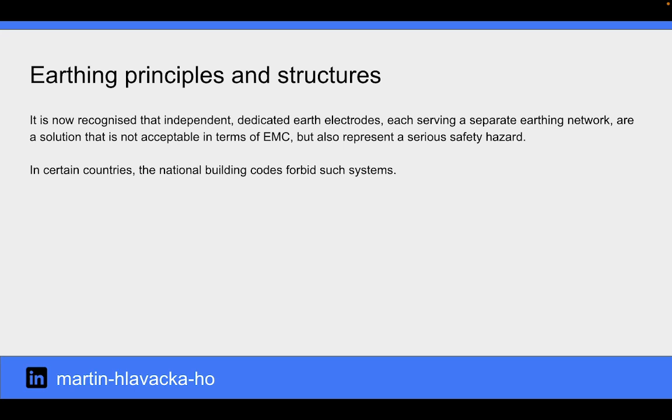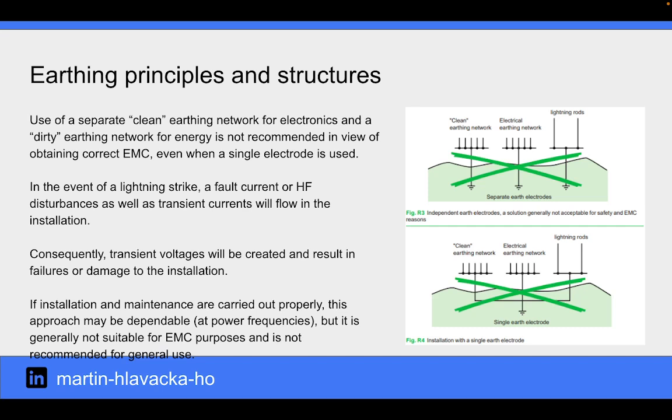It is now recognized that independent, dedicated earth electrodes, each serving a separate earthing network, is a solution that is not acceptable in terms of EMC, but also represents a serious safety hazard. In certain countries, the national building codes forbid such systems. The use of a separate earthing network for electronics and an earthing network for energy is not recommended for obtaining correct EMC, even when a single electrode is used.